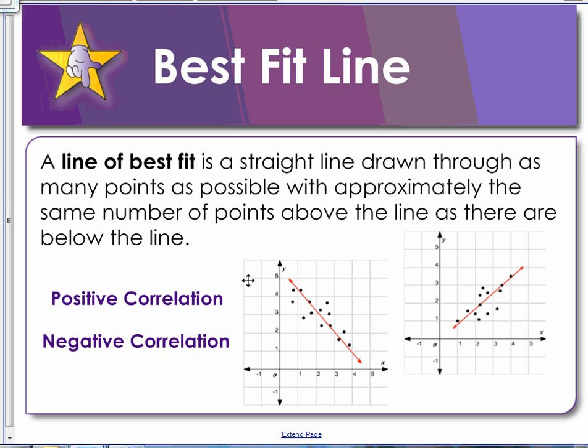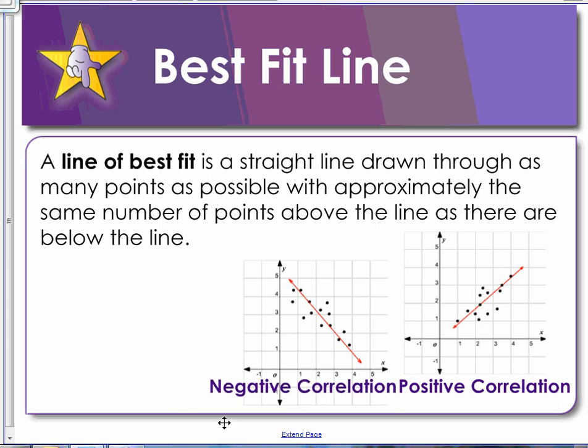If you see here, this has a negative correlation, but the best fit line goes right through all of that data. Same with this positive correlation. It tends to go right through. You cannot find a best fit line on a scatter plot that has no correlation. So this would be the positive, and this would be the negative.